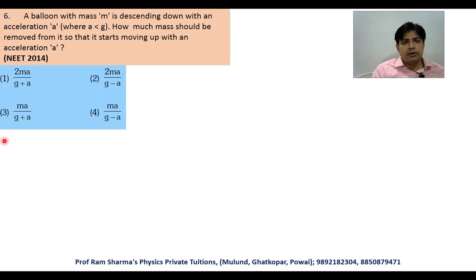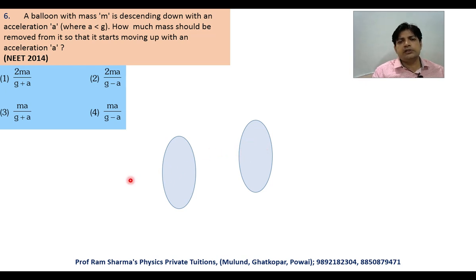The next sum is: a balloon with mass m is descending down with an acceleration a, where a is less than g. How much mass should be removed from it so that it starts moving up with an acceleration a? That means there is some balloon. Let me draw the diagram, and this balloon is going down, right? So this balloon is going downwards with an acceleration. Now what you are doing is removing some mass from the balloon, and as a consequence the balloon now starts going upwards.